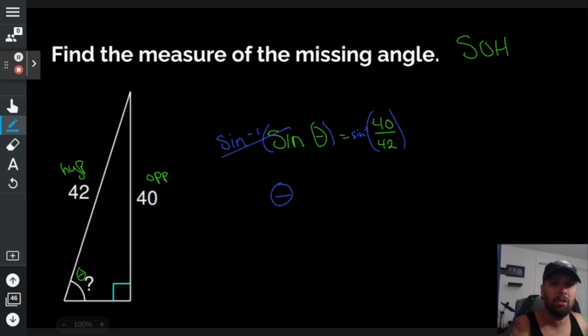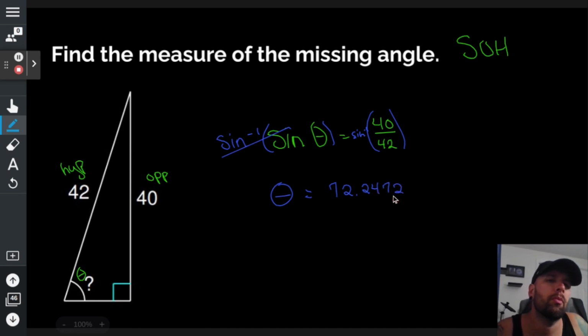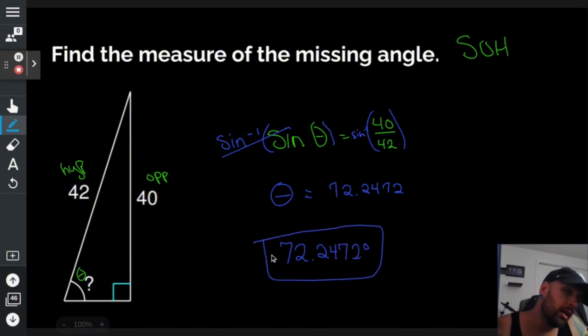Make sure it's set to degrees. 40 over 42. And I get 72.2472. So I'll write all that out. 72.2472, which means the missing angle is 72.2472 degrees.